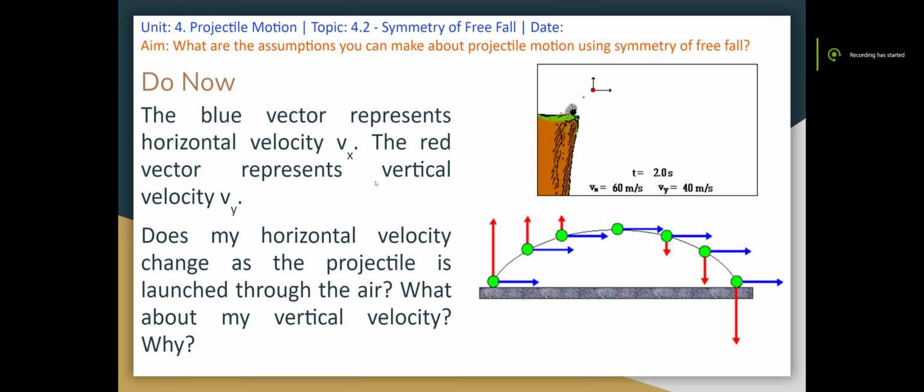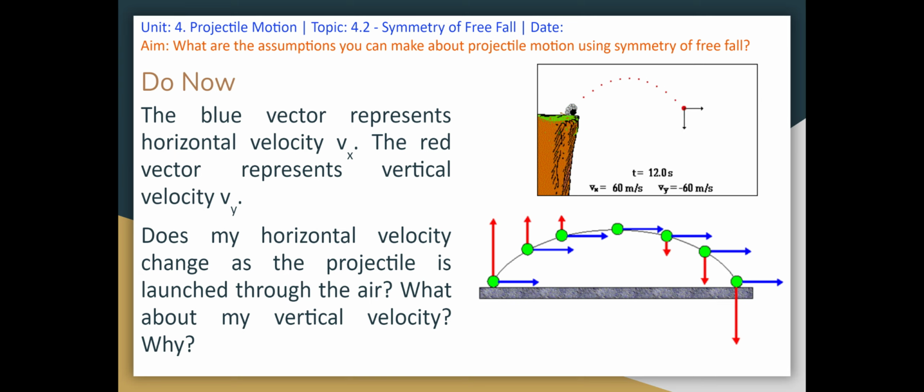Alright, so this is going to be a lesson on 4.2. Now, the do now question says the blue vector represents the horizontal velocity, and the red vector represents the vertical velocity. The question then goes on to say, does my horizontal velocity change as the projectile is launched through the air? And what about your vertical velocity?